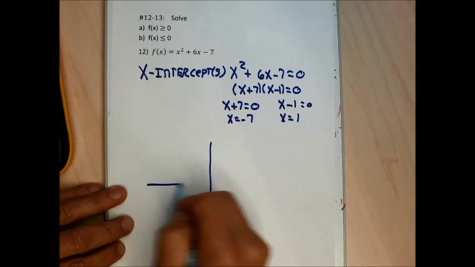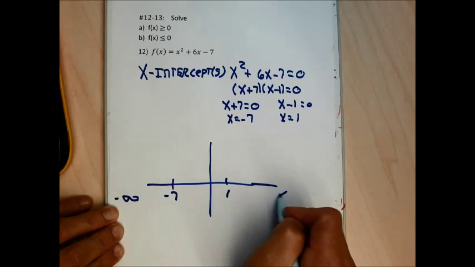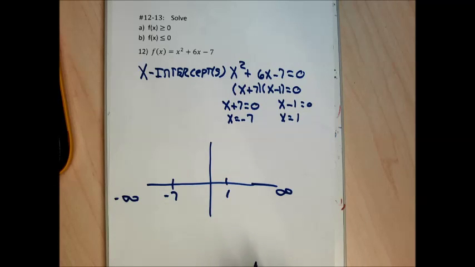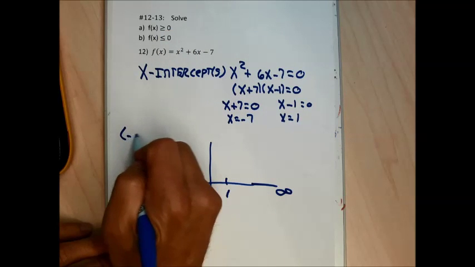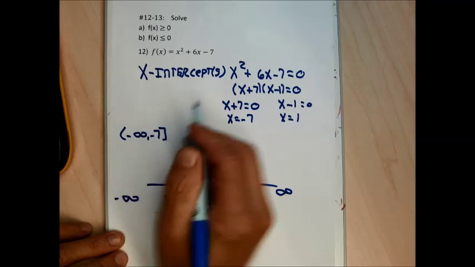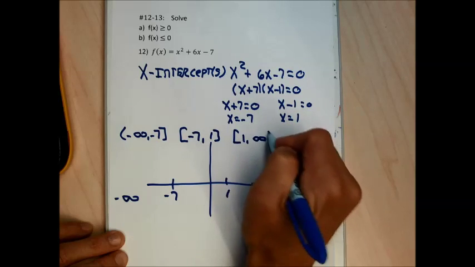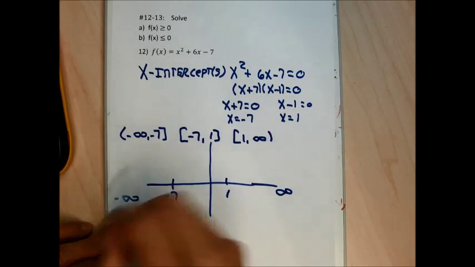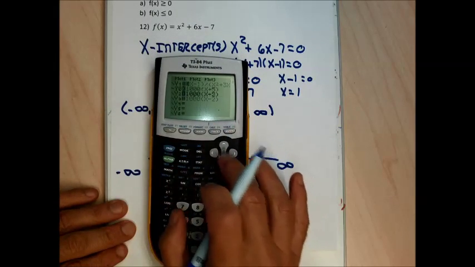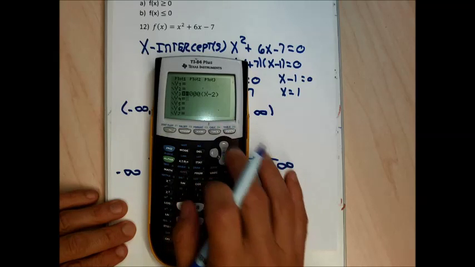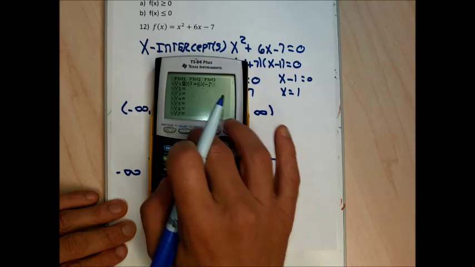So on my x-axis, I'm going to put -7, +1, along with negative and positive infinity. I'm going to create intervals. Because of the or equal to, the x-intercepts will get square brackets. The intervals are going to be negative infinity to negative 7, negative 7 to positive 1, positive 1 to infinity. I'm going to graph this with a zoom standard and just throw the graph onto it to answer my question. So I'm going to go y equals, clear, clear, clear, and enter x squared plus 6x minus 7, zoom standard.